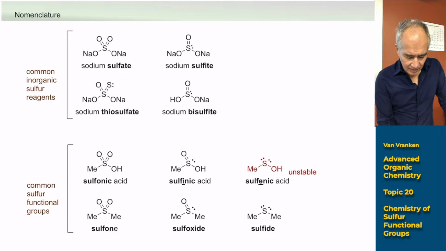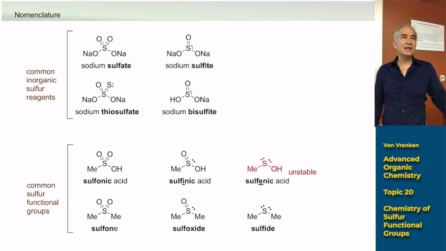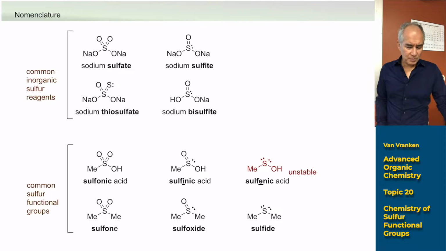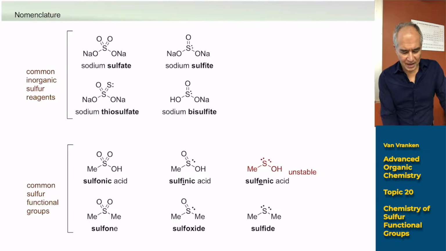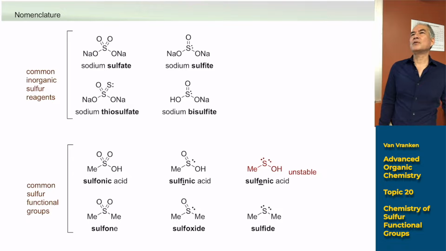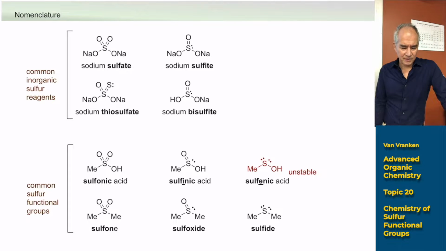Notice here, these groups are called sulfates. 6 bonds to oxygen, 2 oxo groups, double bond O, 2 oxo groups. That's like sulfuric acid. If you take sulfuric acid and you deprotonate it twice, you would come up with sodium sulfate. I'm not drawing the structure of sulfuric acid. I would assume that you know the Lewis structure for sulfuric acid.